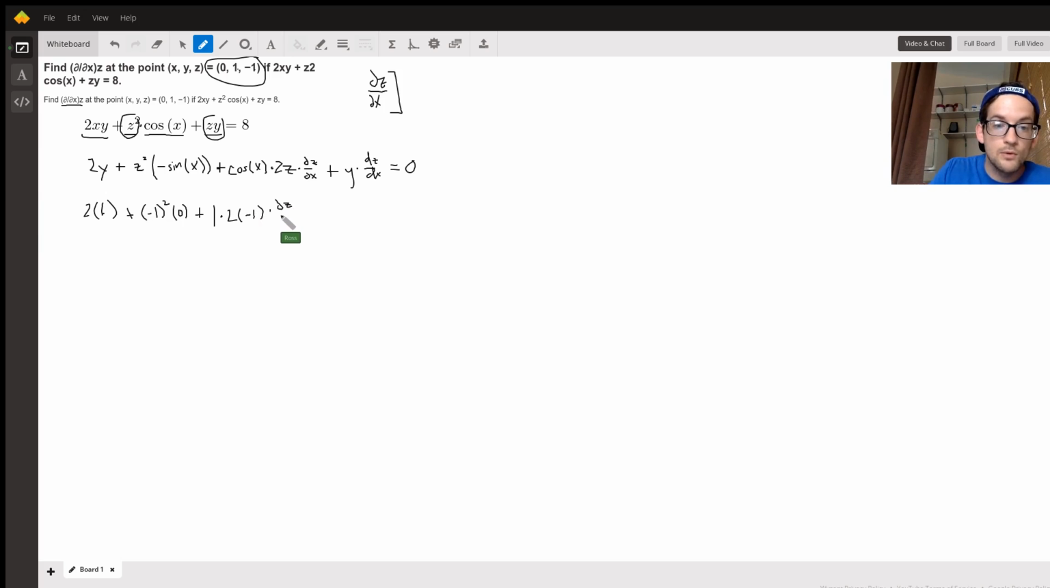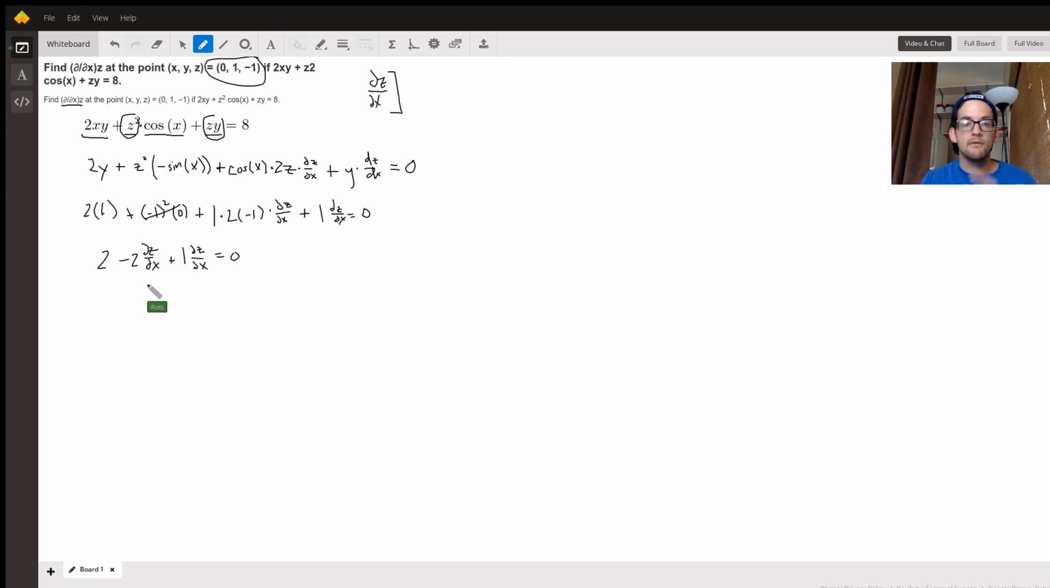We don't know what that is, and in fact, that's what we're trying to solve for. That's our variable here. Then plus 1, another dz dx, equals 0. So now that makes it a lot easier because we've gotten rid of almost all of our variables. The only thing left is the dz dx's. So let's clean this up a little bit and see what we have. 2 times 1 is 2. -1 squared, be careful, that's +1, but it's times 0, so that whole thing is 0 anyway. Then we have 1 times 2 times -1, so that's going to be -2 dz dx. And then at the end, plus 1 dz dx.